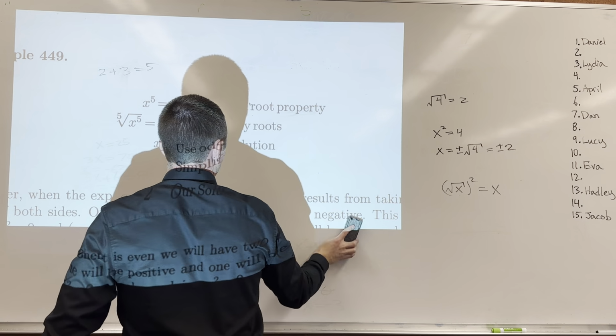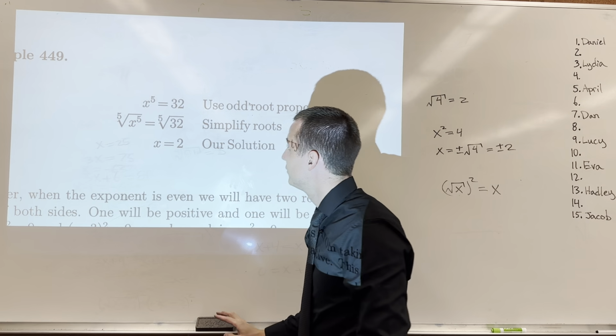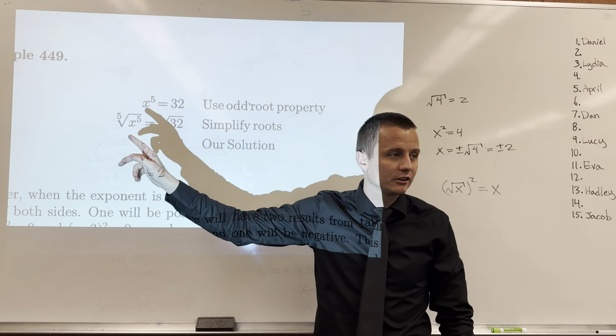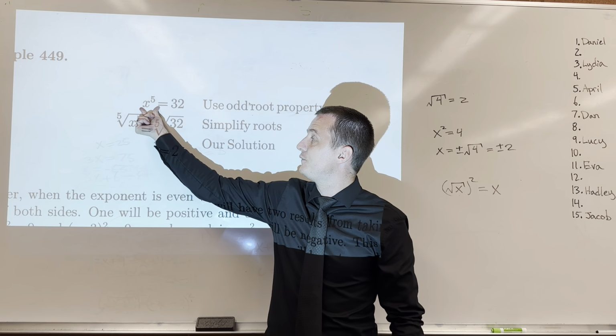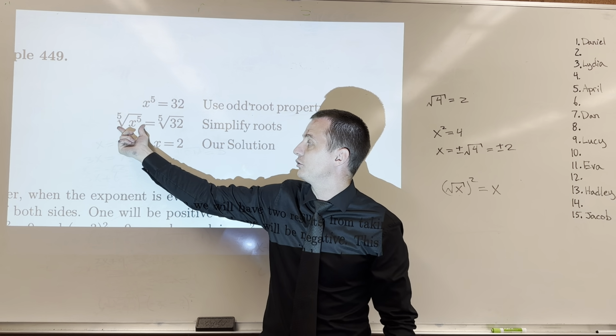So you just do the opposite, basically. Yeah, this one's kind of like the reverse of the previous section. You're going to start out with x to the 5 equals something. This time we're going to cancel out the exponents by taking radicals. So x to the 5 equals 32. Take the fifth root of both sides. The fifth root of x to the 5 is equal to just x.